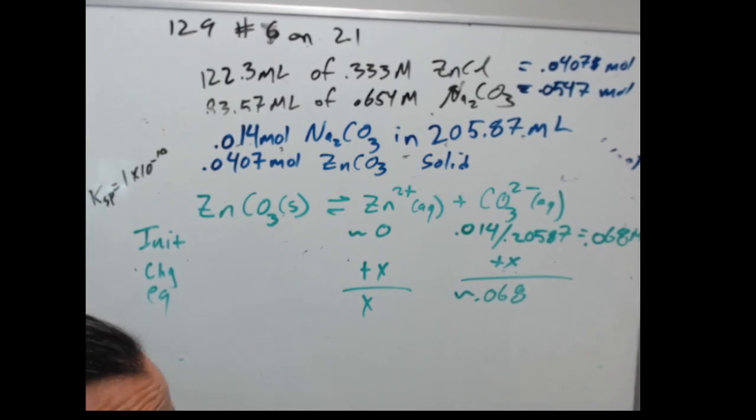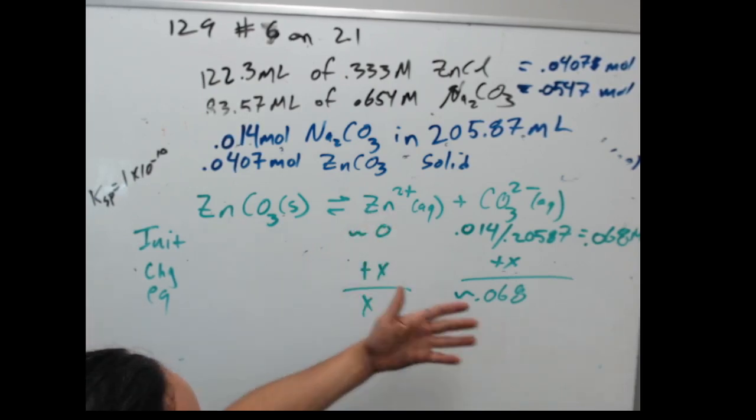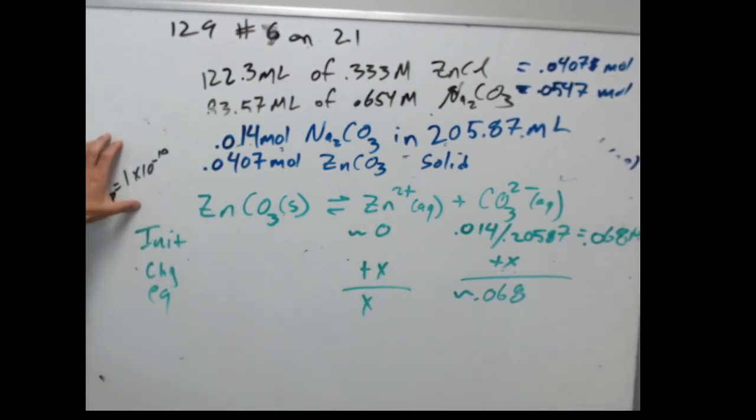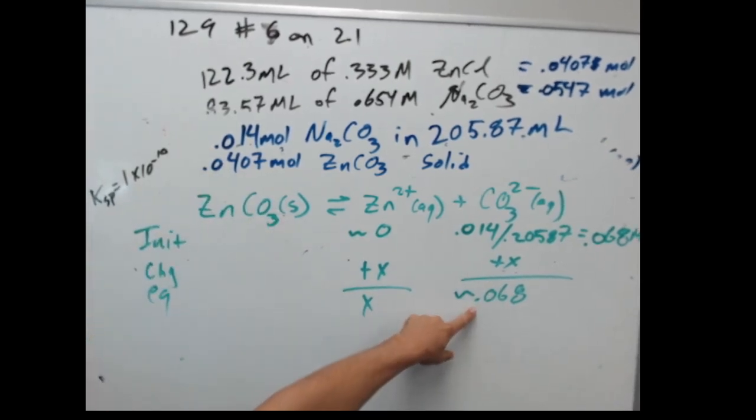Like, if you're at a buffet and you're eating a small meal, small is different than if you're at a fancy restaurant eating a small meal, because the portions are tiny. Small is relative, right? This is 1 times 10 to the minus 10, which is really, really, really small. 0.068 looks massive compared to that KSP value.